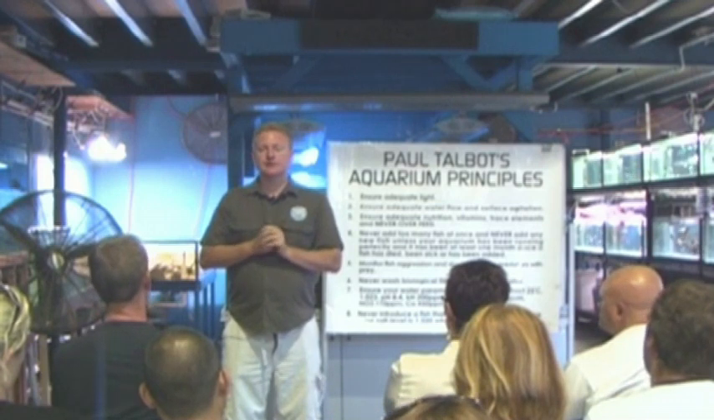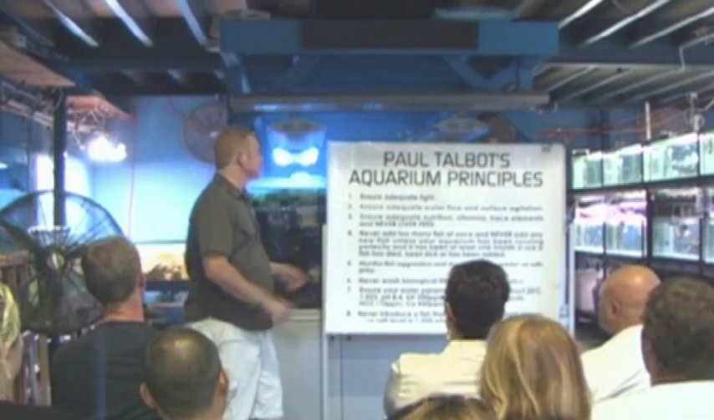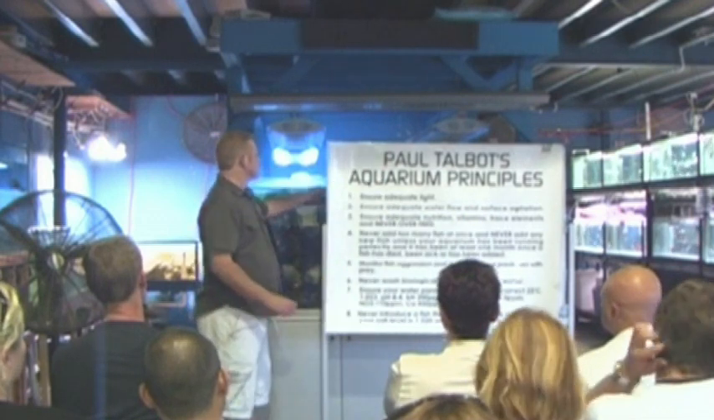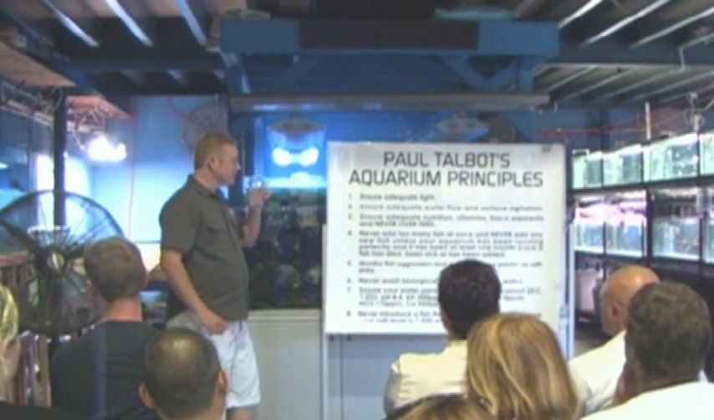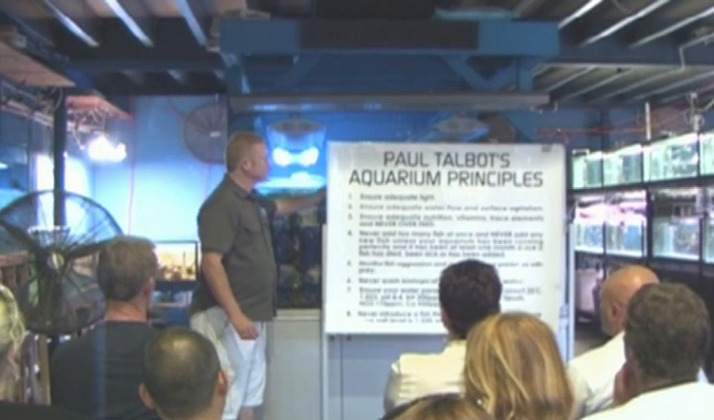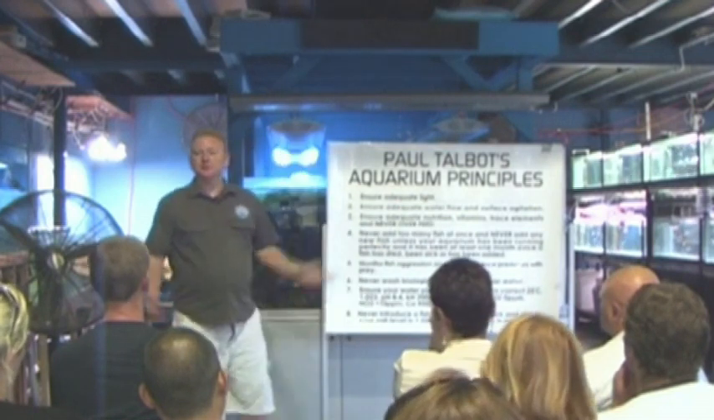Right, so we're all comfortable with water flow? So basically, all I'm telling you is very simple. Ensure adequate water flow and surface agitation. So you just have to make sure the corals have the right amount of water flow for the corals that you have. You just make sure that there's adequate light for the corals that you have, and it's pretty much that simple.